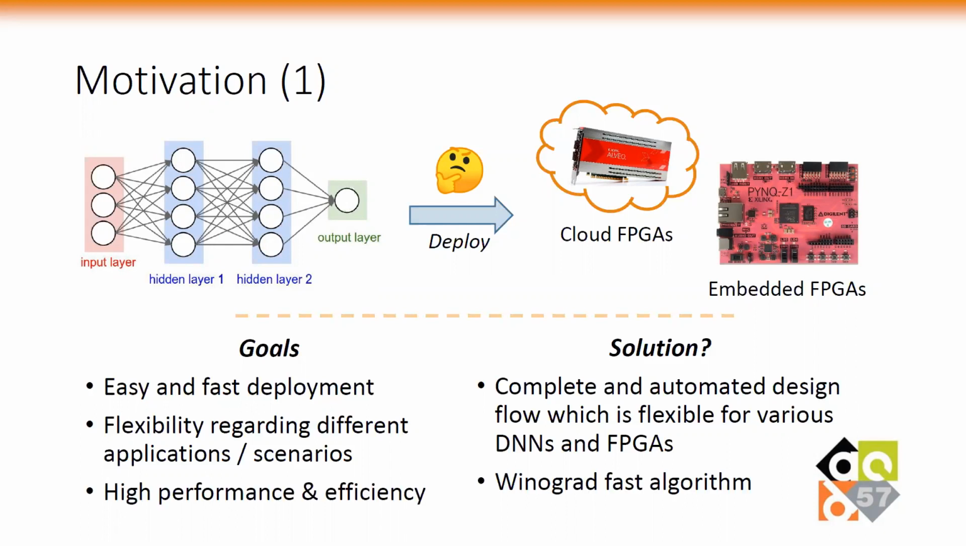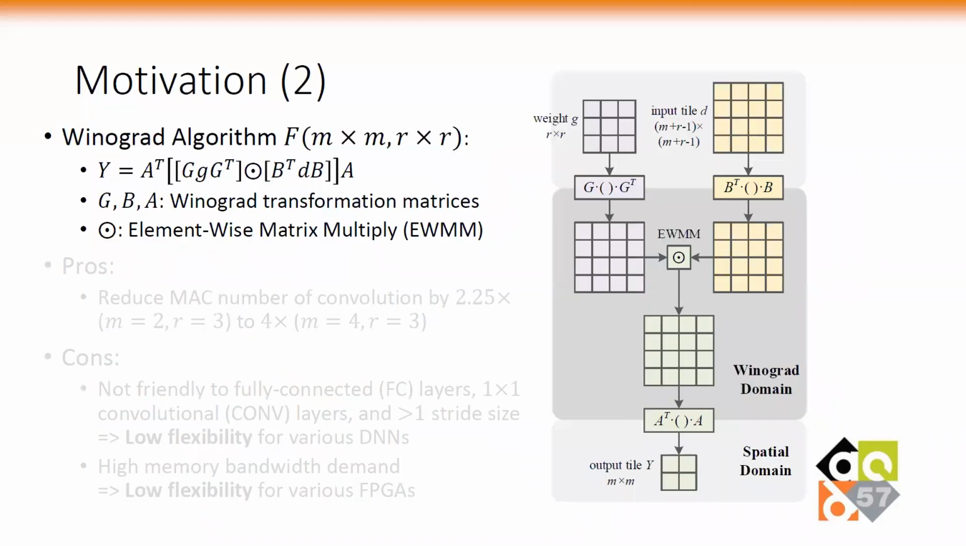Meanwhile, to further improve the performance and efficiency, we've seen lots of research about fast convolution algorithms, such as Winograd and FFT. Among all of these fast algorithms, Winograd has shown its strong capability of improving the efficiency of convolutional layers. This diagram briefly shows how the Winograd algorithm works. It first transforms weights and input tiles into the Winograd domain, where convolution operations are converted to element-wise matrix multiplication, EWMM. After the computation in the Winograd domain, the intermediate results are transformed back to the spatial domain.